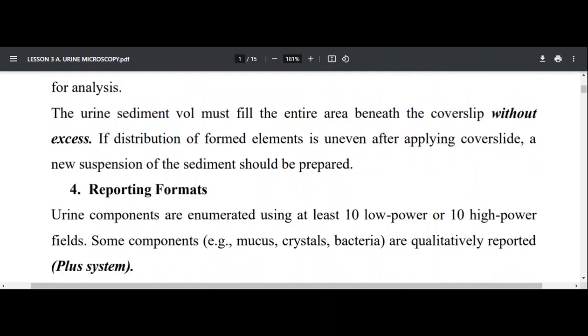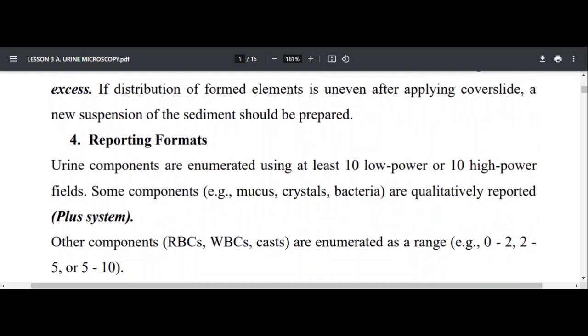So the reporting format depends on each lab, but sometimes, using 10 low power fields or 10 high power fields, you can enumerate urinary components. Some components can be reported qualitatively, for example using a plus system like mucus, +1, +2, crystals, bacteria, because you cannot quantitate them. But other components you can enumerate and report in a range, for example 0 to 2 per high power field, 2 to 5 per high power field, and 5 to 10 per high power field. Depending on what you see, but at least you have to go over 10 high power fields or 10 low power fields in order to report these components of urine.